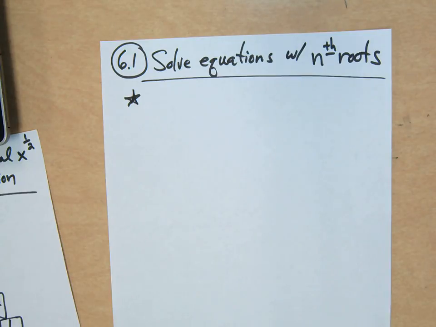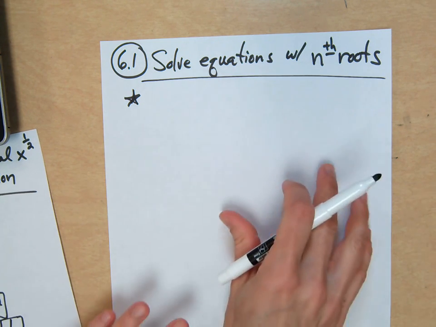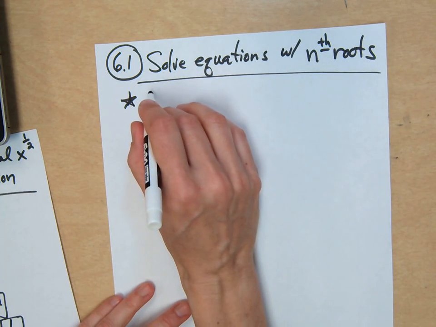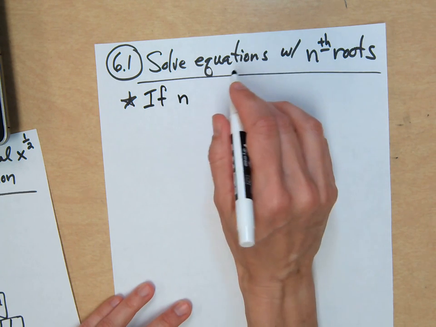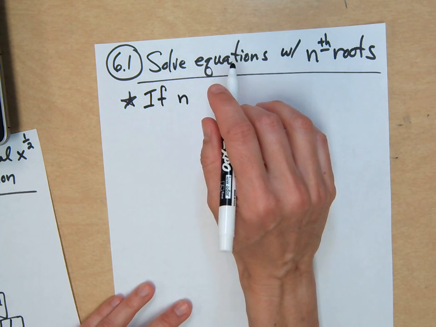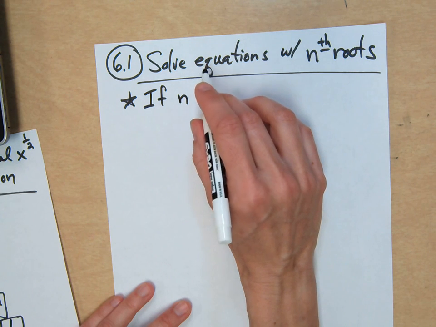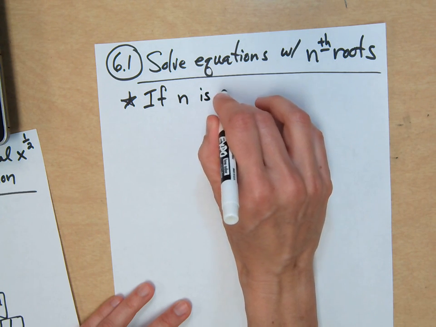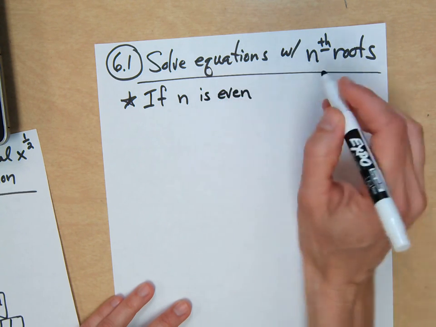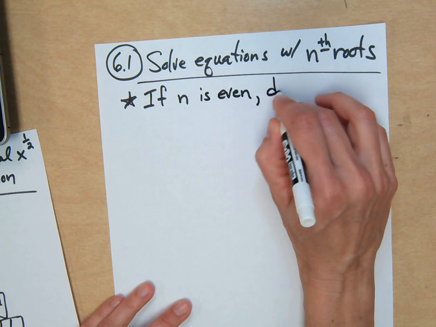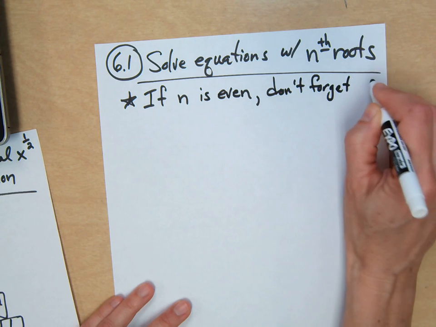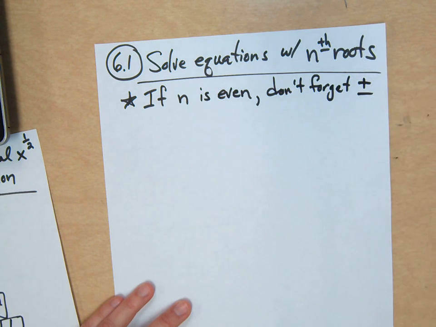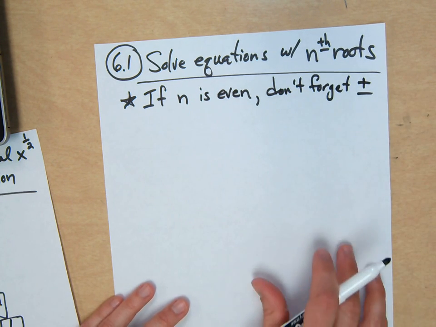Equations with the nth root, here's the key that you remember. Other than that, everything will be intuitive. If n is even, if you're taking the square root, if you have like x squared or x to the 4th or x to the 6th, then don't forget your plus or minus, and then you'll be fine. So if n is even, don't forget to do your plus or minus. That's really the key there.